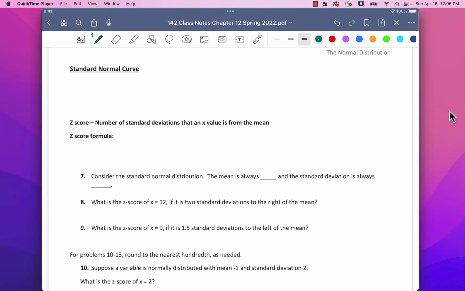In this video, we're going to be looking at Chapter 12, the normal distribution for Math 142. This video will cover the standard normal curve, and then we'll start talking a little bit about z-scores, how to compute them, and what they mean.